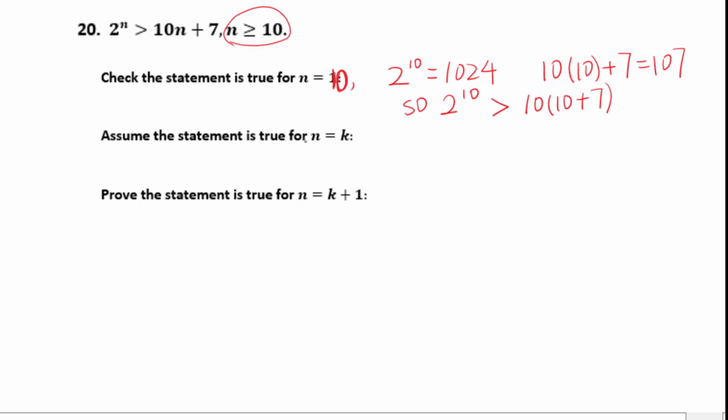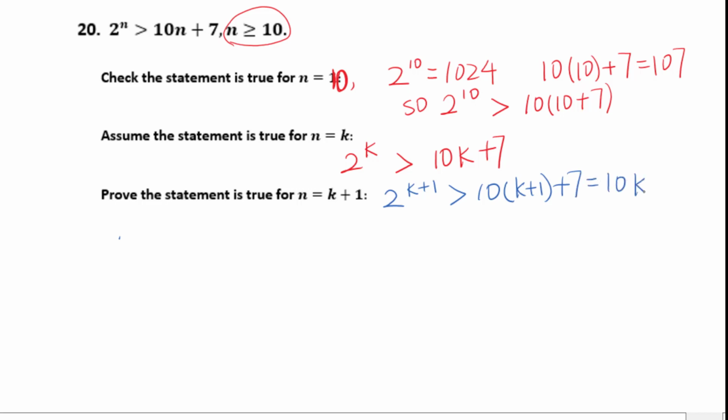Assume the statement is true for n equals k. 2 to the k's power greater than 10k plus 7. Prove the statement is true for n equals k plus 1, which means 2 to the k plus 1's power greater than 10 times k plus 1 plus 7, which means 10k plus 17. We get started from 2 to the k plus 1's power. Separate 2 to the k's power times 2.